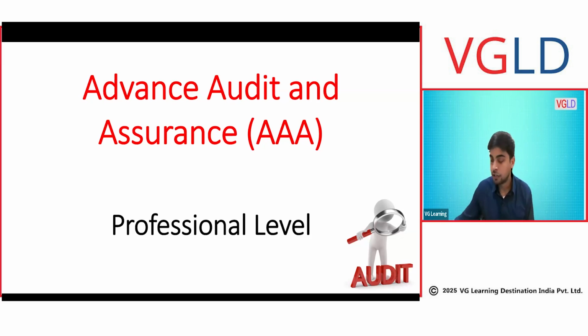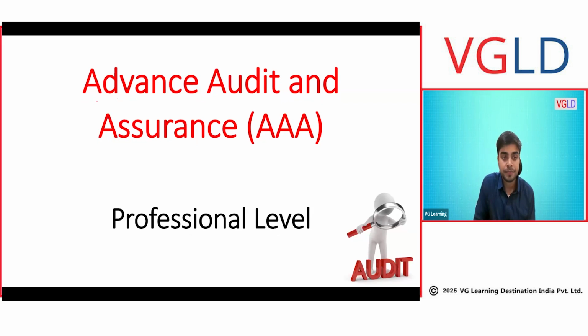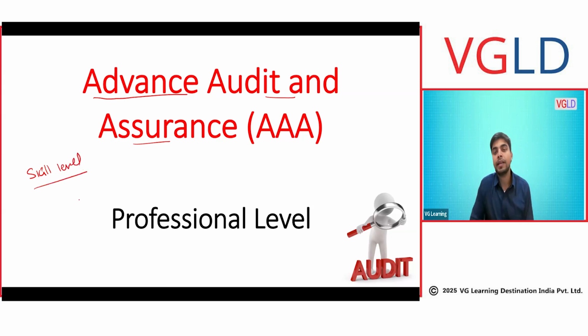So what is audit and assurance? You can see there is one word for audit assurance, which is advanced. Advanced Audit and Assurance is a subject that we study at skill level when you are completing ACCA. Here, we learn the basics of audit and assurance: what is audit, how audit is done, what procedures the auditor looks into, the relationship between auditor and the management, audit committee, regulations applicable, ethics applicable. These are the things that we cover in audit and assurance.